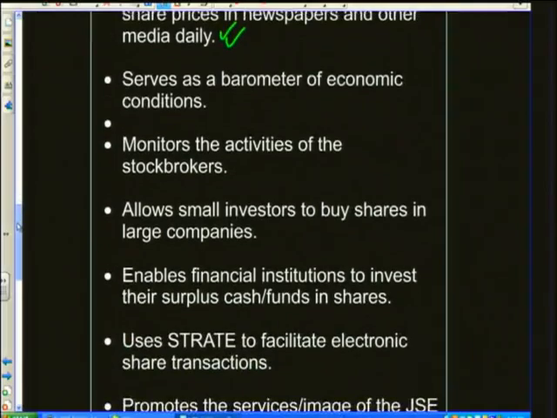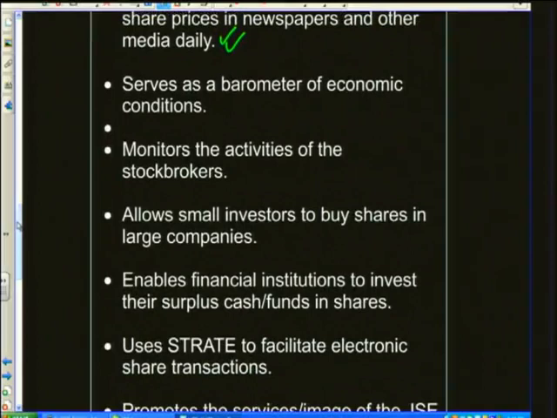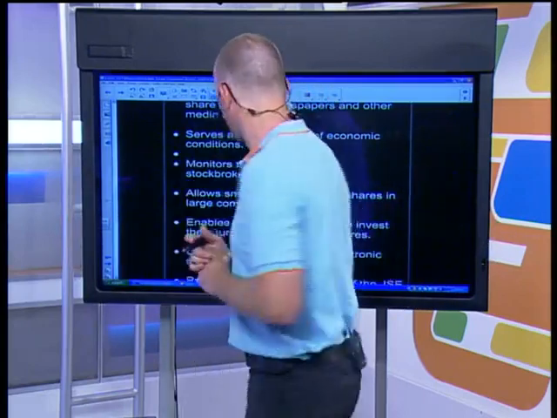Then it serves as a barometer of economic conditions. I'm sure you guys would have heard this before. If the country's not doing that well in terms of our economy, the JSE is not going to do that well because people don't want to invest there. They want to hold on to their money a lot more. So it serves as a barometer to show us how our country and our economy are doing. If the JSE is doing well, that tends to mean that the economy is doing well.